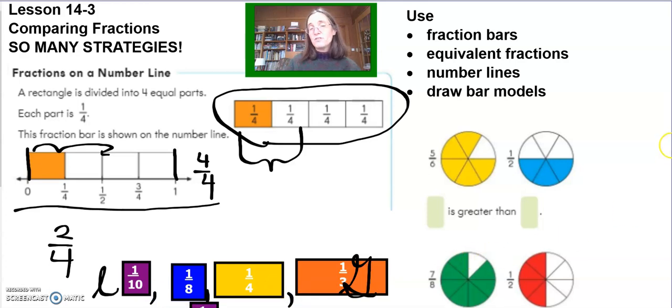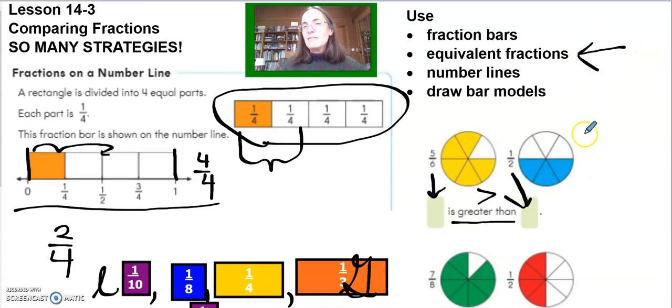Now you're also welcome to draw your own models. So here we're contrasting or comparing 5/6 and 1/2. And look at these lovely words, is greater than. We actually have an abbreviated sign for that right here, greater than. So which one is greater, 5/6 or 1/2? Well, drawing it out like this, it's easy to see that 5/6 is greater than 1/2. I'm just going to draw some arrows here. But remember I said we would be using equivalent fractions? Notice this sneaky thing they did.